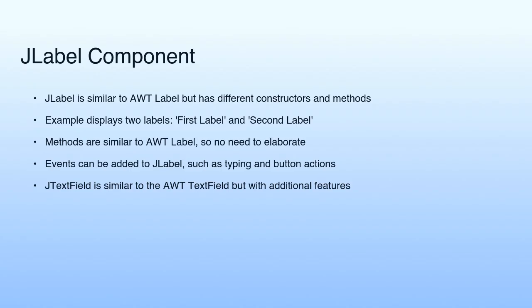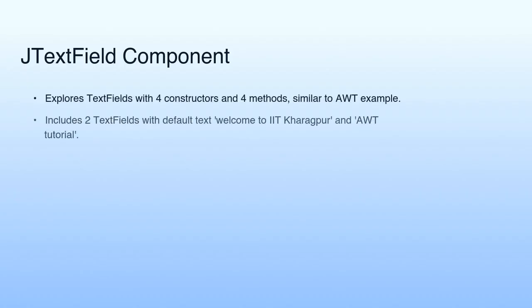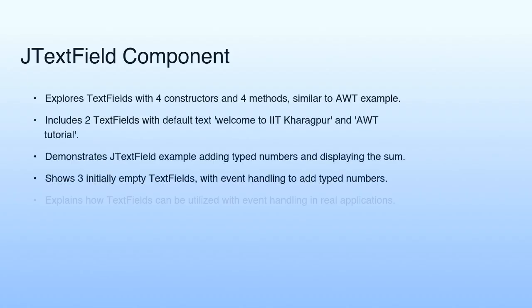Text field is similar to the AWT text field, but with additional features. The lecture explores text fields with 4 constructors and 4 methods, similar to the AWT example. It includes 2 text fields with default text "Welcome to IIT Kharagpur" and an AWT tutorial, and demonstrates a text field example adding typed numbers and displaying the sum. It also shows 3 initially empty text fields with event handling to add typed numbers, explaining how text fields can be utilized with event handling in real applications.